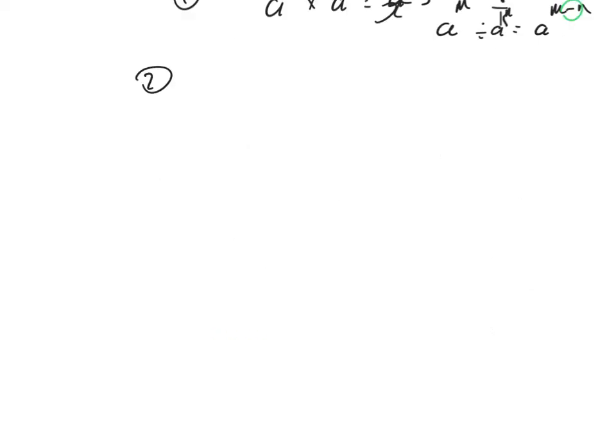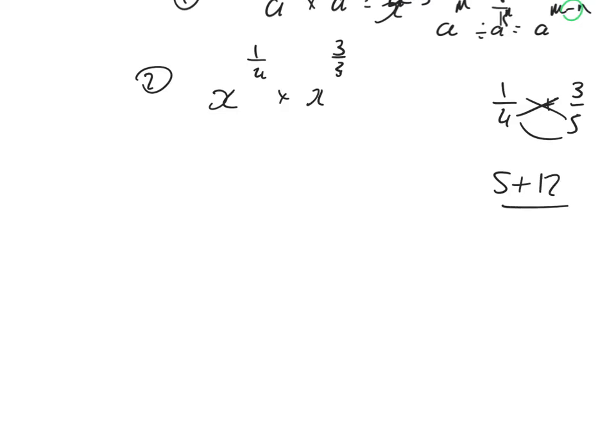Okay, example 2. We've got x to the 1/4 multiplied by x to the 3/5. Again, we're multiplying, so we're going to add the powers. The powers are 1/4 and 3/5, so 1/4 plus 3/5. Kiss and smile. 1 times 5 is 5, plus 3 times 4 is 12, over 4 5s are 20, 5 plus 12 is 17, 17 over 20, x to the 17 over 20.